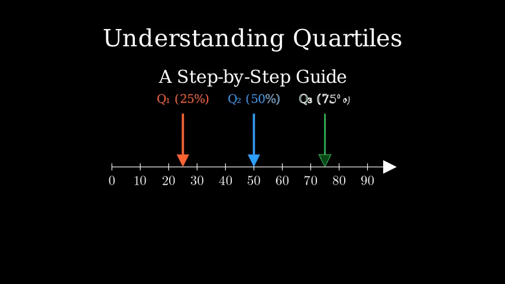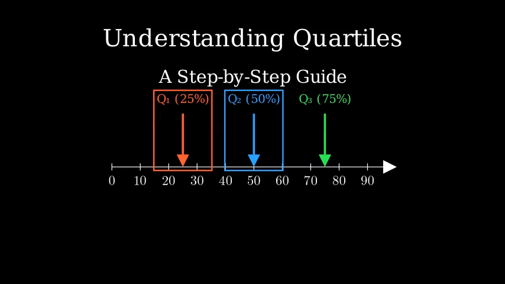Quartiles are values that split an ordered data set into four equal parts. The first quartile, denoted as Q1, is the median of the lower half of data. It represents the 25th percentile. The second quartile, Q2, is simply the overall median of the data set. It represents the 50th percentile. And the third quartile, Q3, is the median of the upper half of data. It represents the 75th percentile.